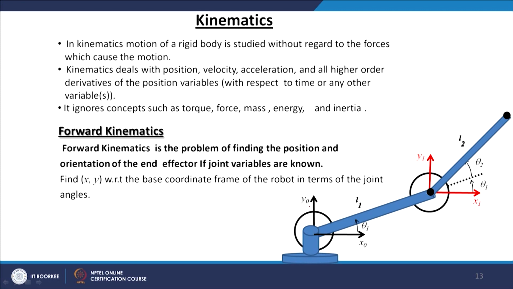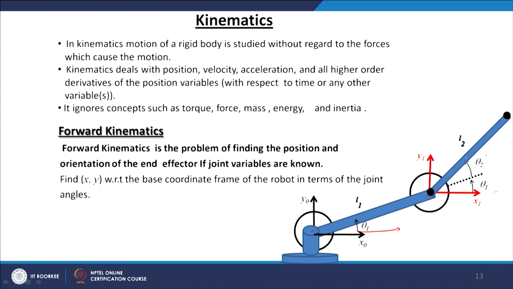There is a revolute joint; x0, y0 is the base coordinate frame, and the angle measured from the x0 axis to the first link is theta 1. If we extend the first link and measure the angle between the first link and second link, that is called theta 2. So, we can observe that the angle between the x0 axis and link 2 is theta 1 plus theta 2.